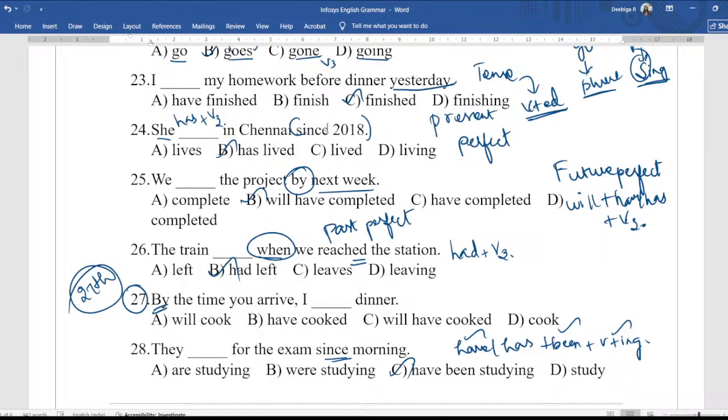Even for this question, you've got since 2018. So here, since here the closest option is has lived, or you can say she has been living in Chennai since 2018, right? So this is also correct. She has lived in Chennai since 2018.